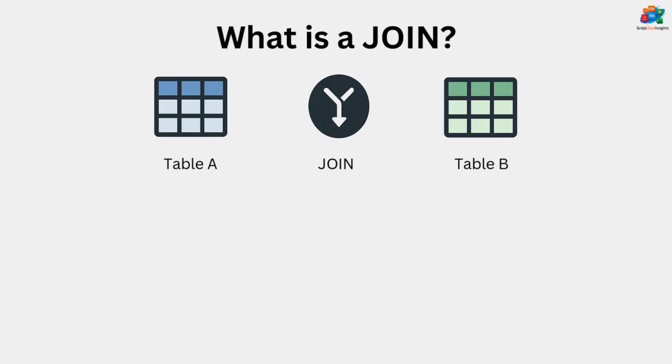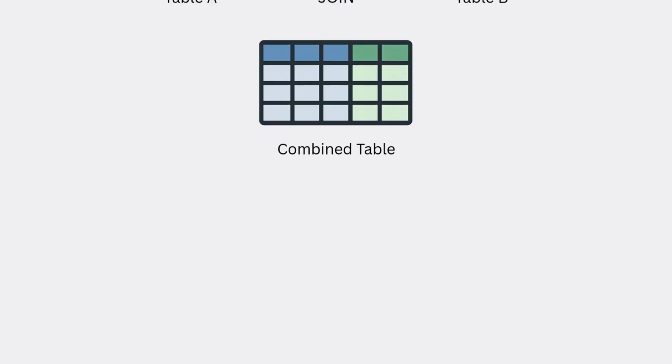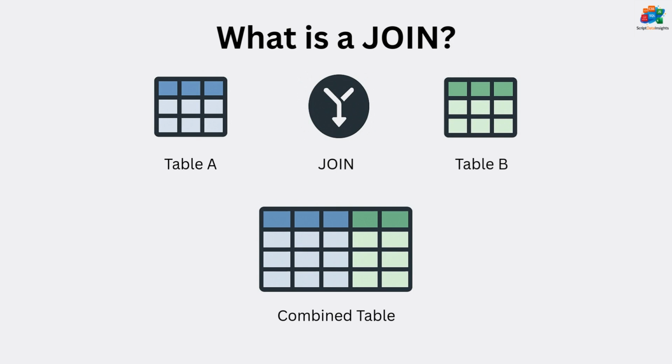It allows you to combine rows from two or more tables based on a shared column, such as a customer ID or a product number. The result of a join is a single, unified table that brings all the relevant information together, making it easier to analyze and report on.